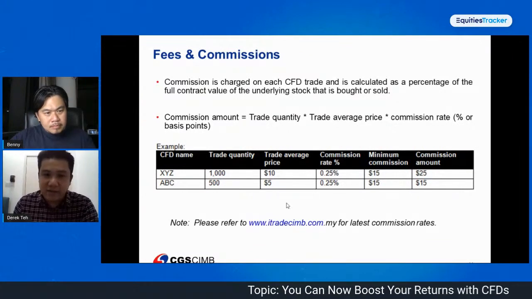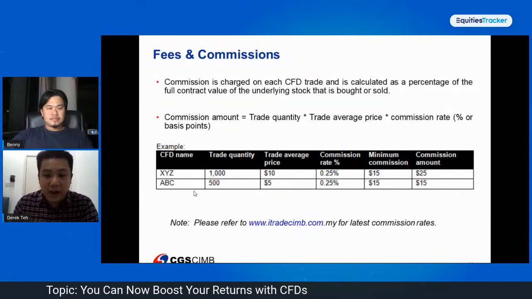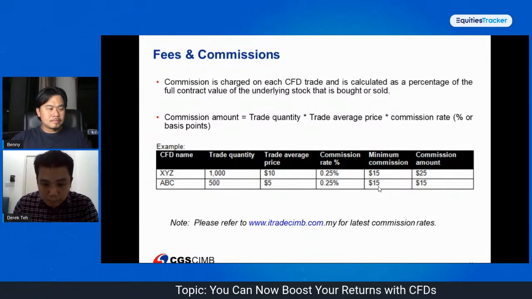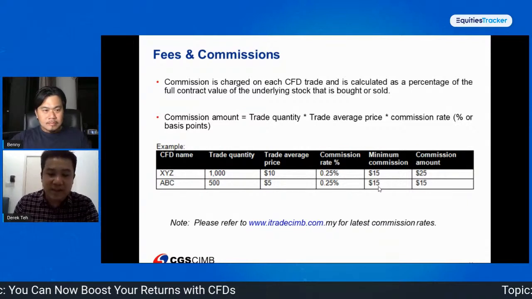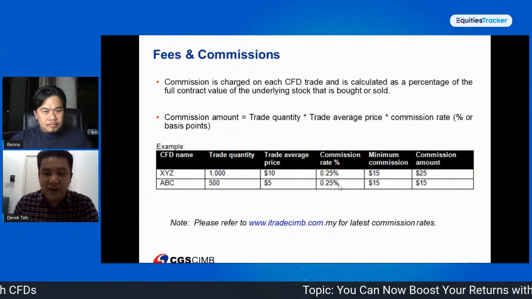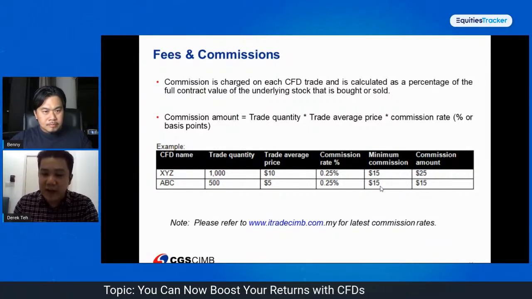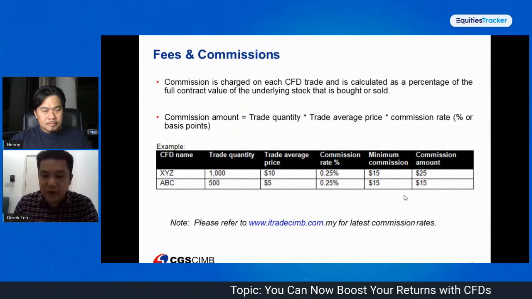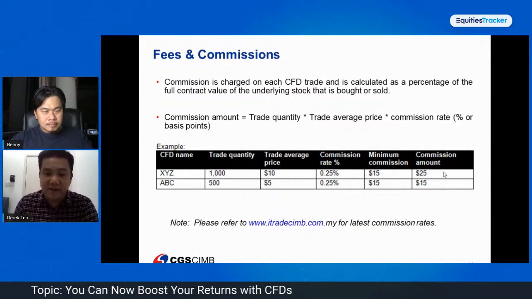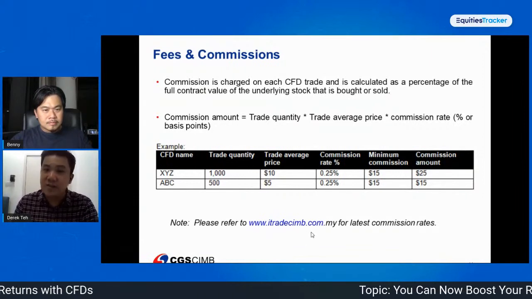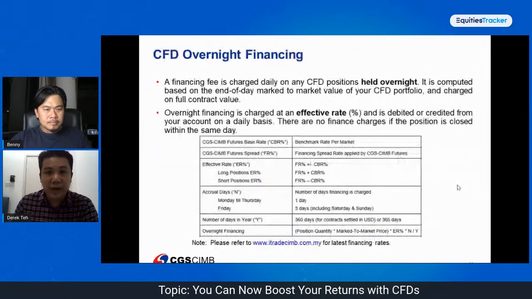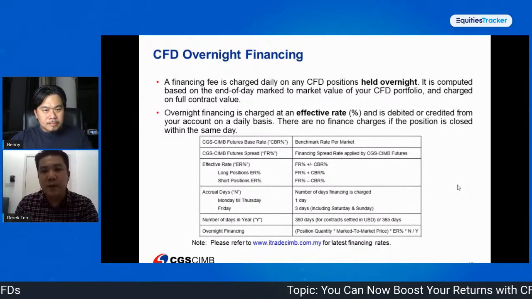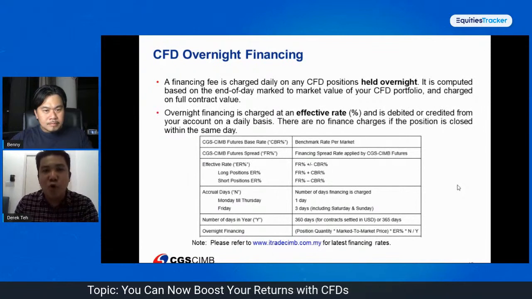In the second example, let's say you traded 500 units of ABC CFD at the average price of $5. So 500 units times $5 times 0.25% is equal to $6.25. And it is lower than the minimum commission of $15. So the minimum commission of $15 is applicable in this case. You can refer to our website for the latest commission rate as well. These are the costs that will be incurred when you trade CFD. So everyone needs to know more about this.